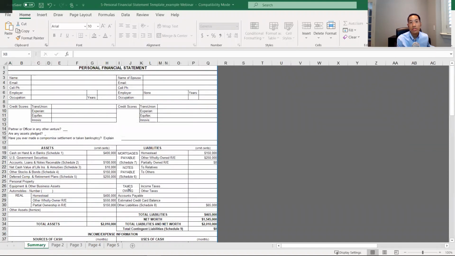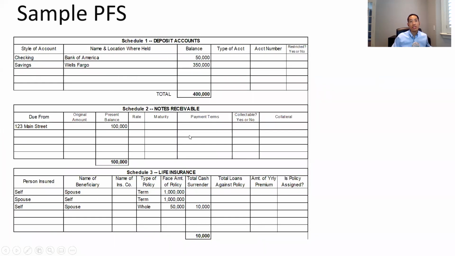So let's jump back over to the PowerPoint. All right, so the first thing is your deposit accounts. This is just your basic checking and savings, Bank of America, Wells Fargo. What's your balance in those? Put those in. You can combine some of those if needed. So that's Schedule 1. Schedule 2 is your notes receivable. Some people do seller carrybacks, or they might have a few rental houses where they're carrying the note. You can put that in here.